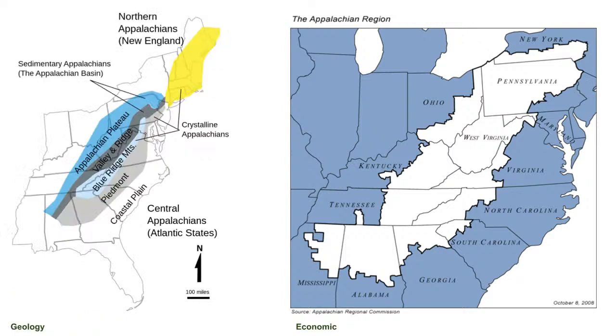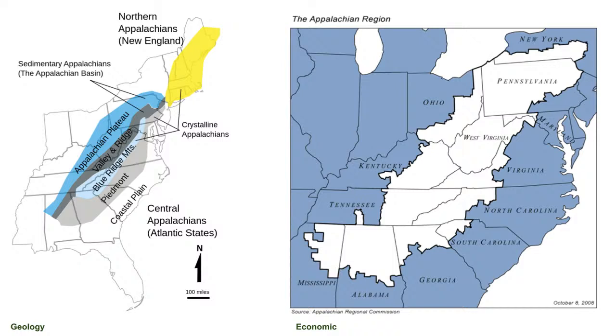Let's go ahead and bring them together now. So on the left is going to be your geology, and on the right is going to be your economic. As I mentioned before, I think everybody can agree that the Valley Ridge and the Blue Ridge Mountain areas on the map on the left pretty much match your map on the right. So that area is pretty much agreed on.